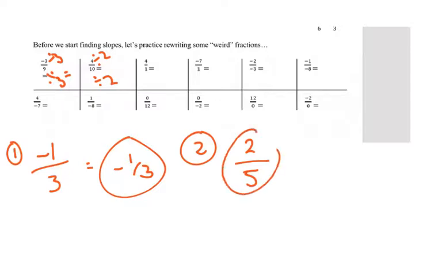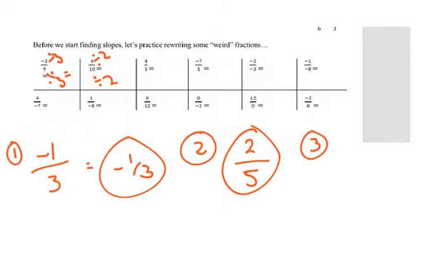For the second one, 4 over 10. 4 and 10, those are both even numbers, right? So I can divide each by 2. 4 divided by 2 is 2. 10 divided by 2 is 5. Both numbers are positive, so it just stays like that.